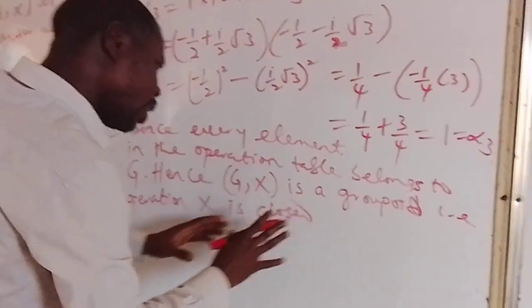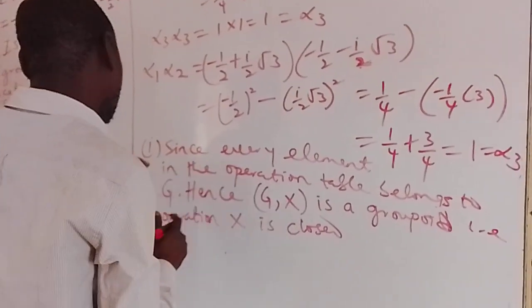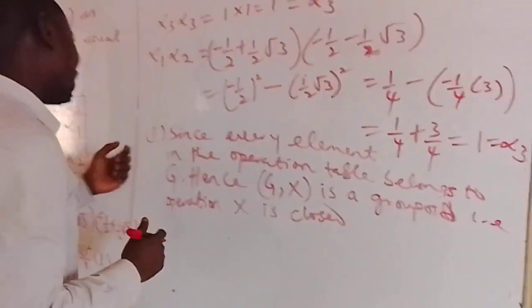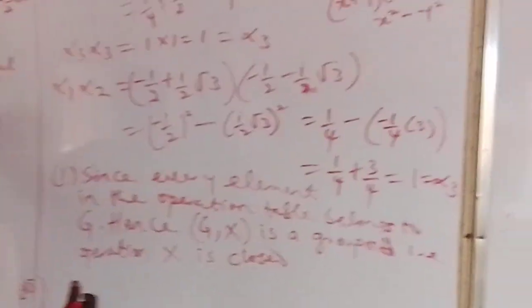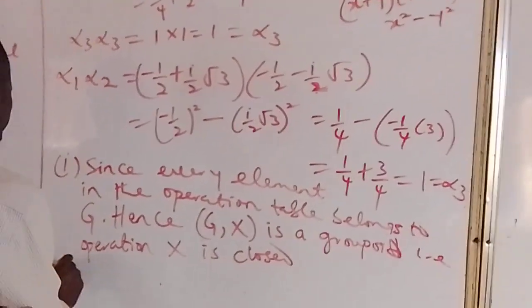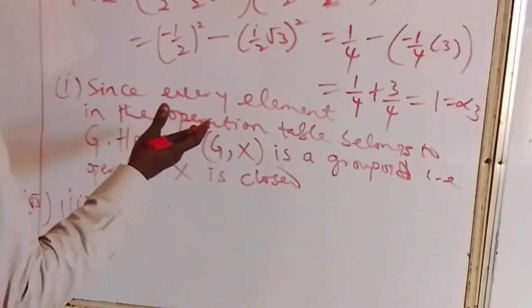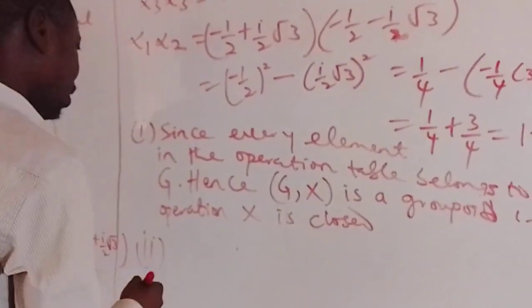So when it's groupoid, that means it is closed. So that is property 1, because we are going to find properties in order for us to say that the group is abelian. Then property 2, we want to check for associativity.